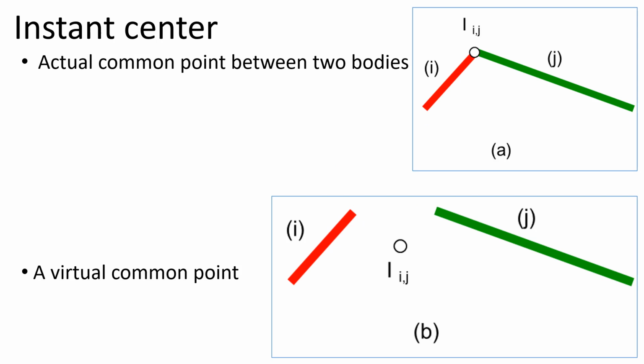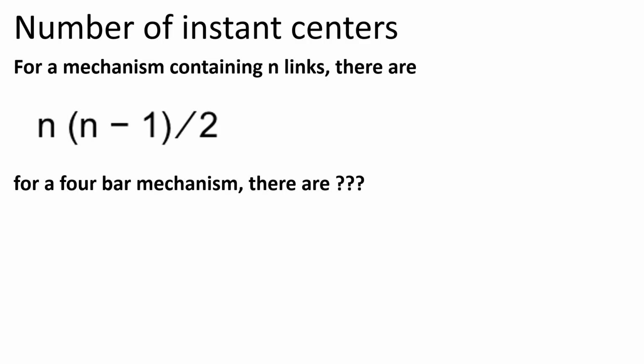Instant center of velocity can be actual common point between two bodies as shown in figure A, or it can be a virtual common point between two bodies as shown in figure B. Number of instant centers. For a mechanism containing n links, there are n into n minus 1 by 2 instant centers. For a 4-bar mechanism, there are 6 instant centers.